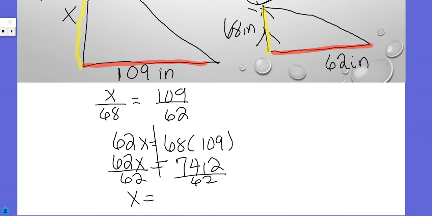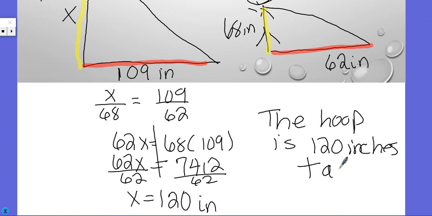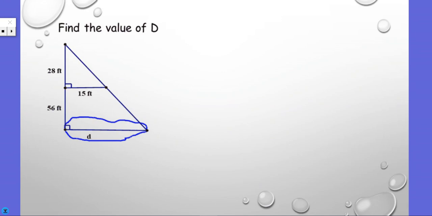And if you wanted to convert that to feet, you could, but it didn't ask you for that. So it's 120 inches. So I would write the hoop is 120 inches tall. And we're finished. All right, let me see what's next.